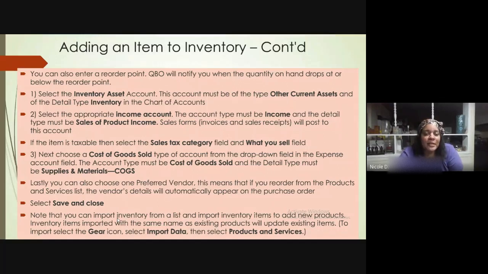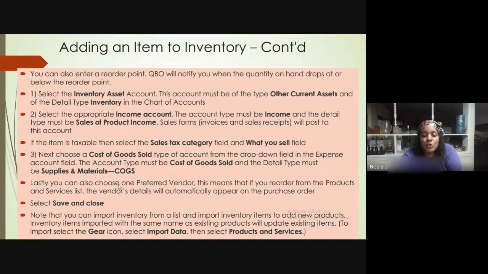And then the third one is your cost of goods sold. And that account type has to be cost of goods sold, and the detail type must be supplies and materials, cost of goods sold. Also note that some products you sell might be taxable and have a sales tax associated with it. So then you're going to select the sales tax category field and what you sell field. You'll fill that out.